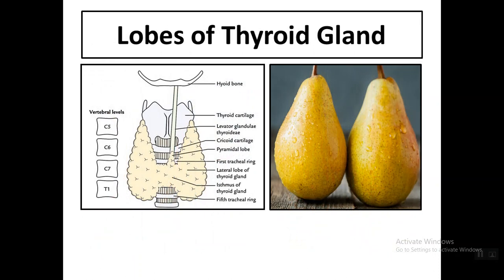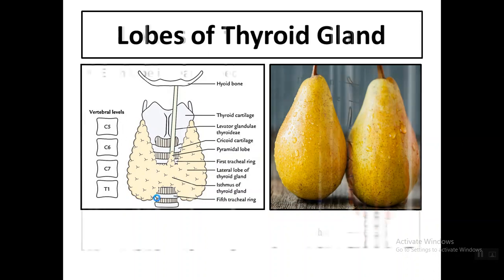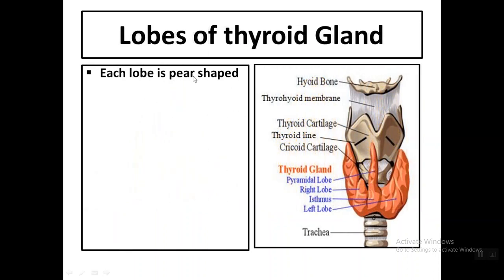هسه نجي first item اللي هو lobes of the thyroid gland. As we said, we have two lobes, right and left lobe, connected by the midline isthmus. From this figure we can see that the lobes of the thyroid gland are pear-shaped، يعني شكلها كمثري الشكل. Two pear-shaped lobes have an apex and a base. So each lobe is pear-shaped.